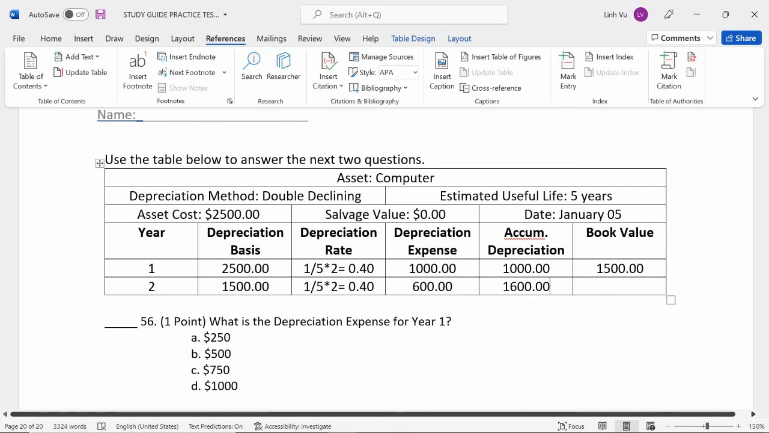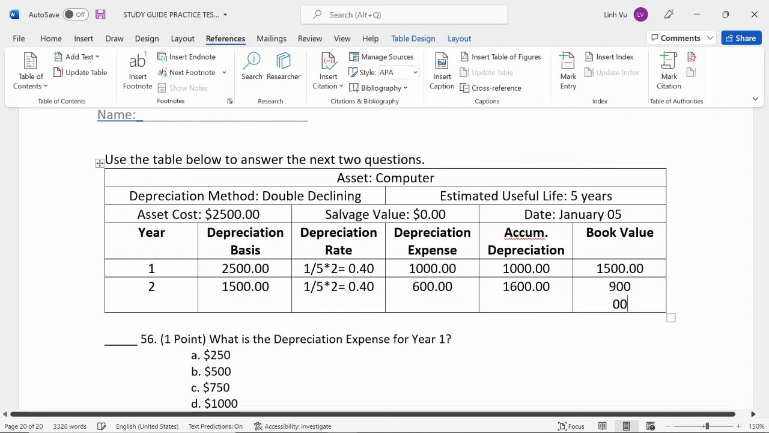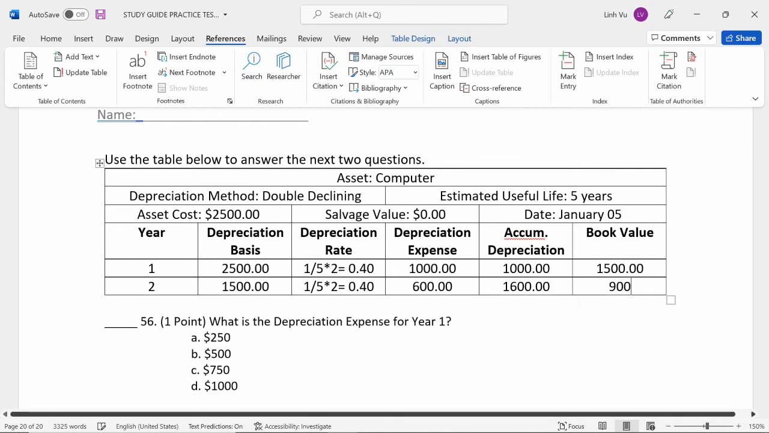So what's 600 plus 1,000? 1,600. So therefore, what's your book value at the end of year 2? 900. So in this case, right, you take your asset cost of 2,500 minus your cumulative 1,600 to get you 900.